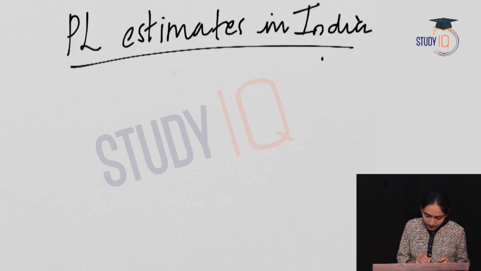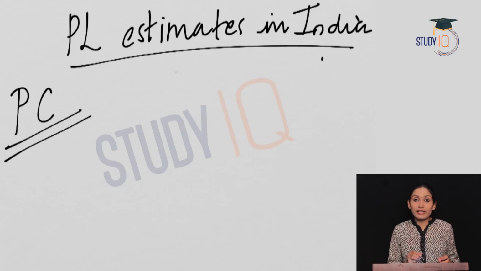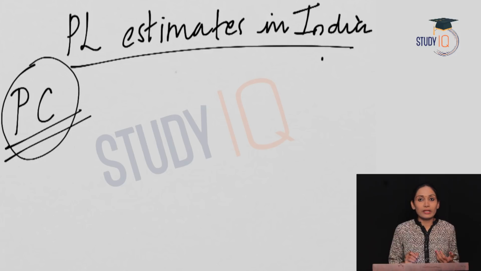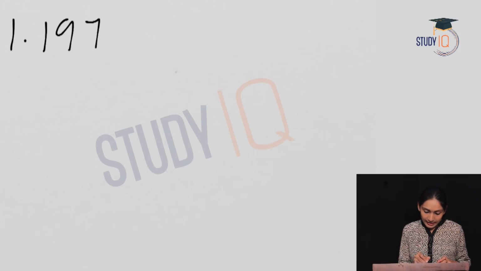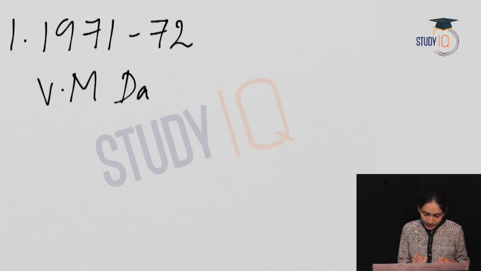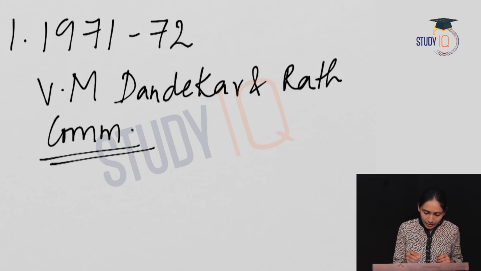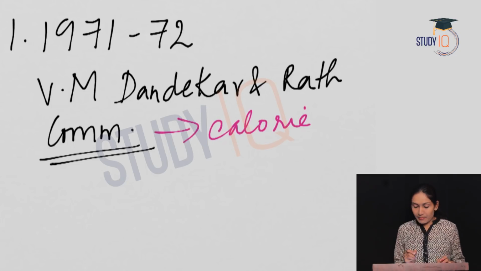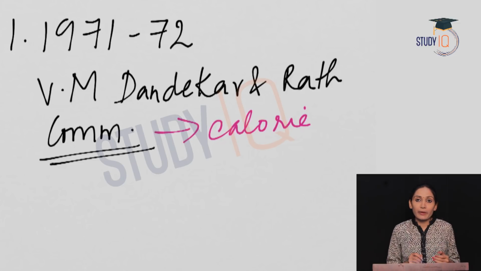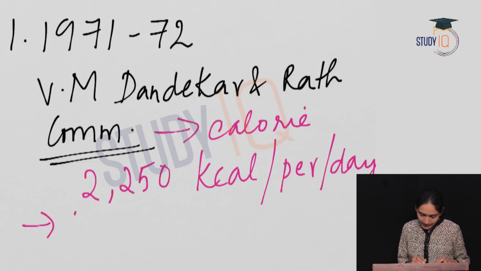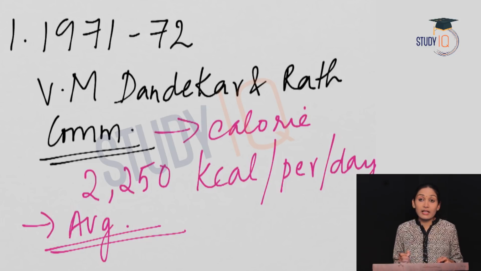Earlier, the Planning Commission was responsible for the estimation of the poverty line in India. So let us see what were the committees set up by the Planning Commission to estimate the poverty line in India. The first committee was in the year 1971-72, the V.M. Dandekar and Rath Committee. This committee came out with a calorie-based poverty line estimation. According to this committee, the minimum calorie requirement was 2250 calories per person per day, and the average expenditure to meet this calorie consumption was the definition for the poverty line.